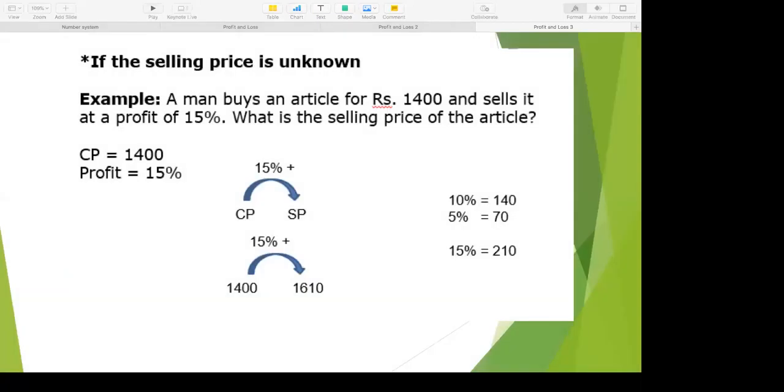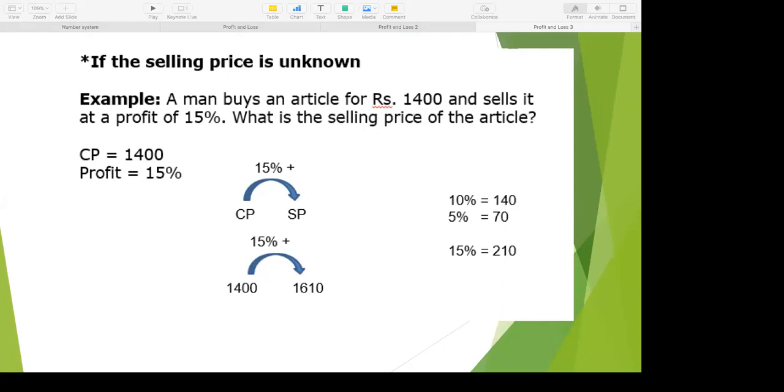So before that, guys, there's a question here along with the solution. A man buys an article for rupees 1400 and sells it at a profit of 15%. So we are supposed to find out the selling price. Again, you can see that in the solution part, we have not used X anywhere. So basically it means that we can solve this question without pen and paper.